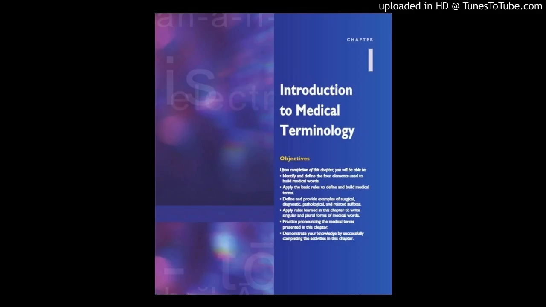Lith means stone or calculus. Cholelith refers to a gallstone. Malacia means softening. Chondromalacia is a softening of cartilage. Megaly means enlargement. Cardiomegaly is an enlargement of the heart. Oma means tumor. Neuroma is a tumor composed of nerve cells.